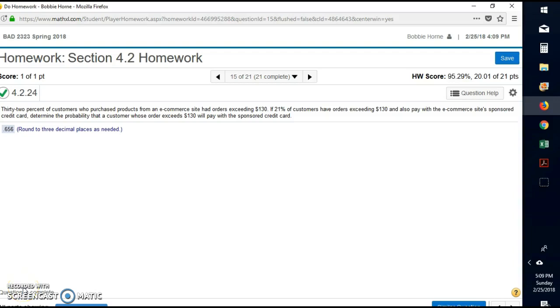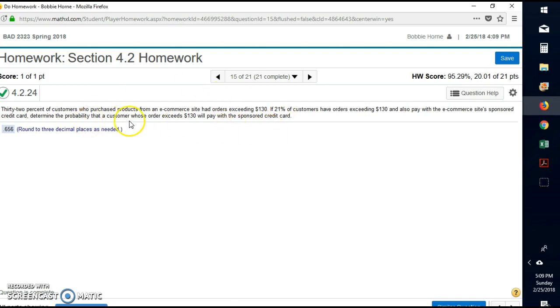I wanted to work problem 15 with you. 32% of customers who purchased products from an e-commerce site had orders exceeding $130. If 21% had orders exceeding $130 and also paid with the e-commerce site sponsored credit card, determine the probability that a customer whose order exceeds $130 will pay with the sponsored credit card.